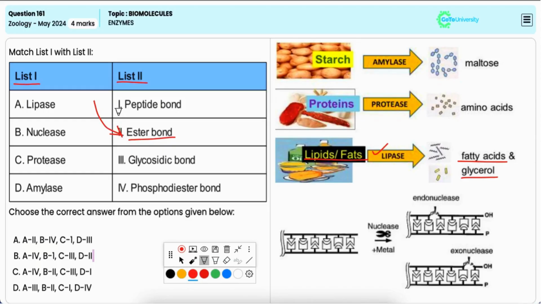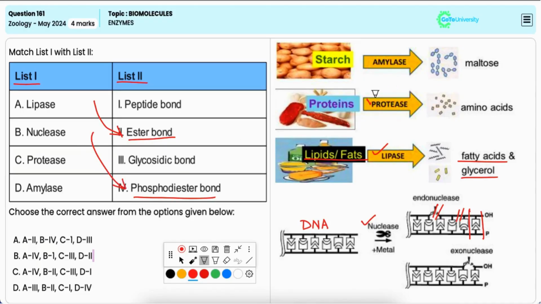Now, nuclease is responsible for the digestion of nucleic acids, that is, DNA and RNA, by cleaving phosphodiester bonds and breaking the nucleic acids into smaller units like nucleotides. Thus, B matches with 4.